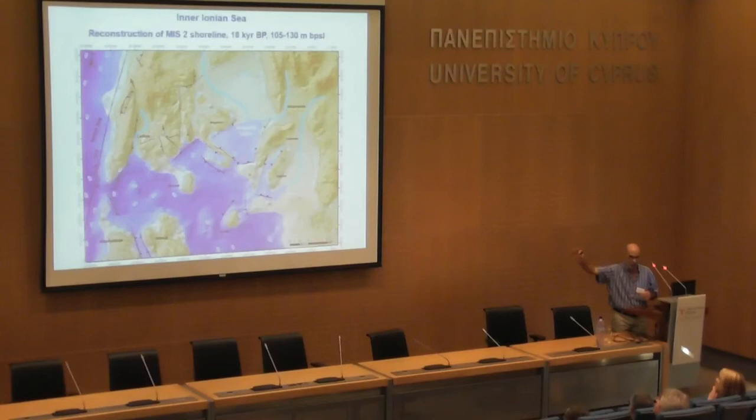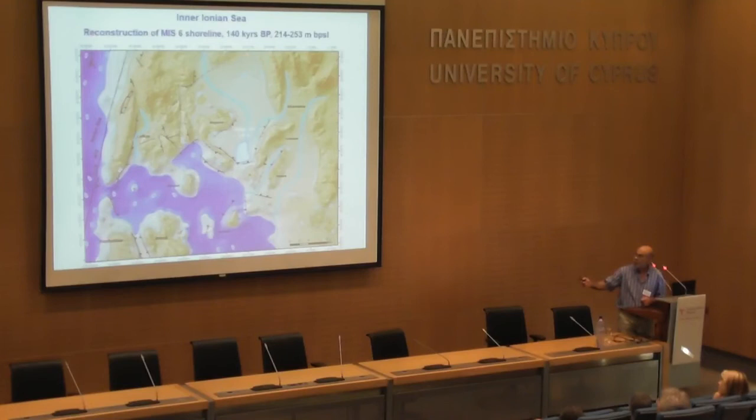And if we go further back in time, in stage 6, we find the stage 6 shoreline between 214 and 253 meters. So something like 120, 130 meters below the LGM shoreline, which means within the period between 140,000 and 20,000 years, we have a subsidence of about 120 meters. That means about 1 meter per 1,000 years mean subsidence of the area. So active tectonics is present.